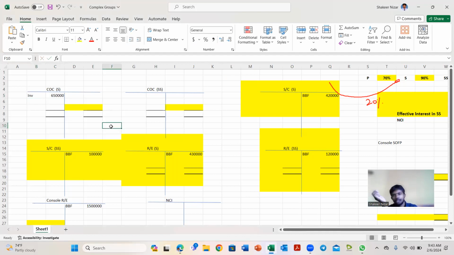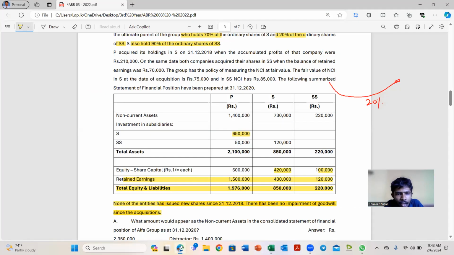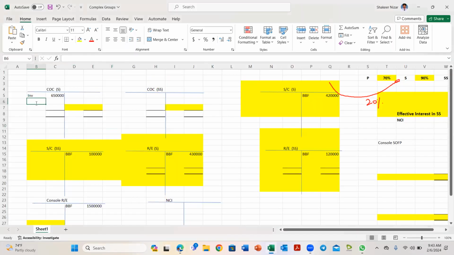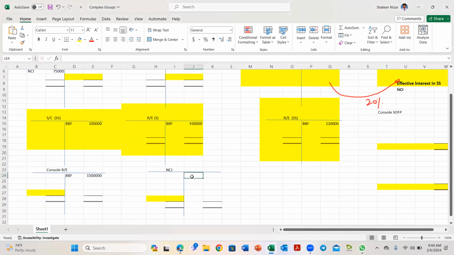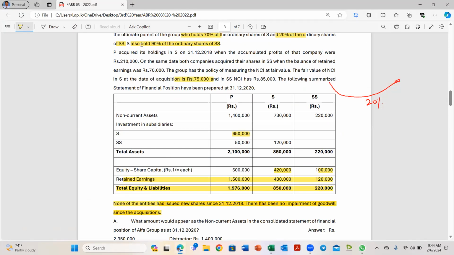After that, since our NCI is given at fair value, we can take that amount. The subsidiary's NCI is 75,000. Cost of control debit, NCI account credit. The double entry is cost of control S 75,000. Then now we want to get the retained earnings.